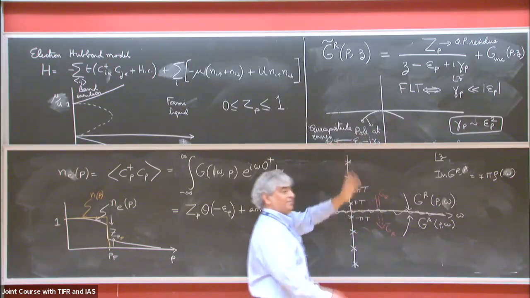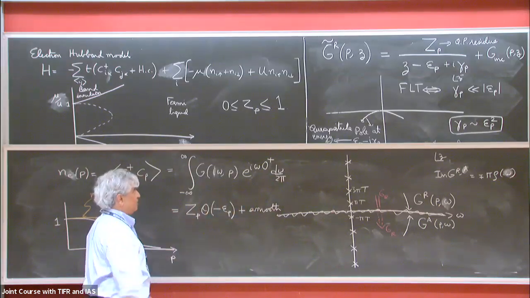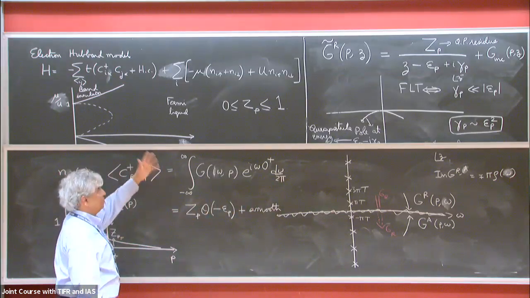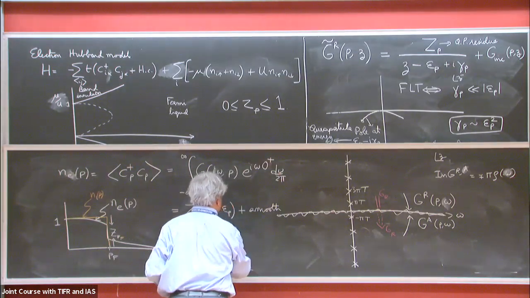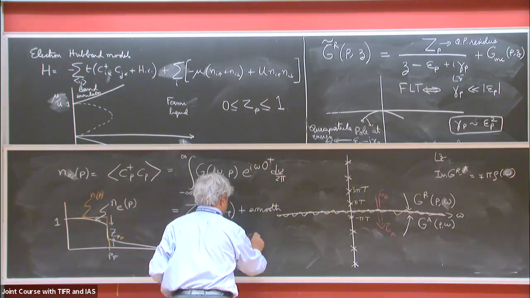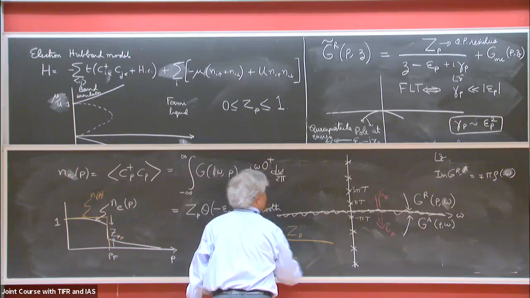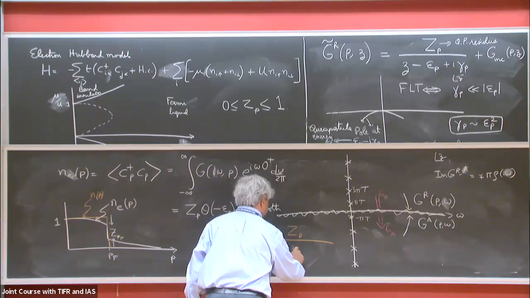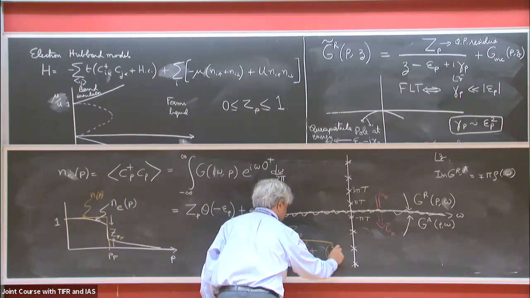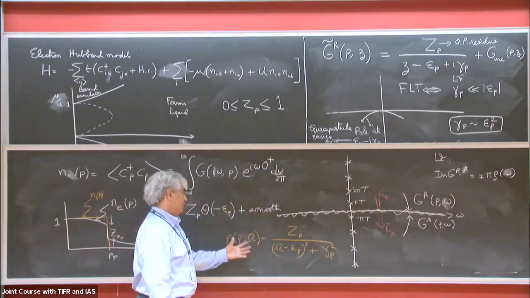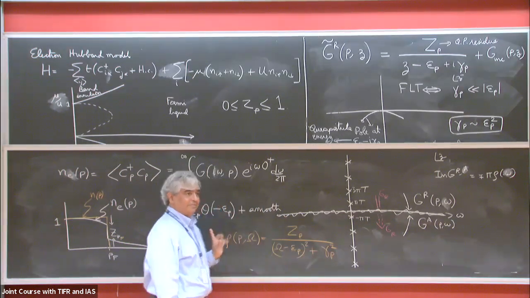You have three fit parameters to some kind of photoemission experiment. You can measure n of p or rho of p and omega and so on. So that predicts that rho of p and omega, up to some factors, will be Zp times omega minus Ep squared plus gamma p squared. So you measure this quantity as a function of p and omega, and then you can read off all the parameters here.